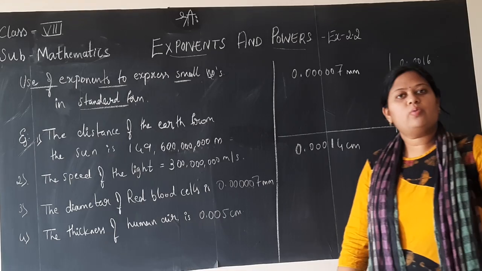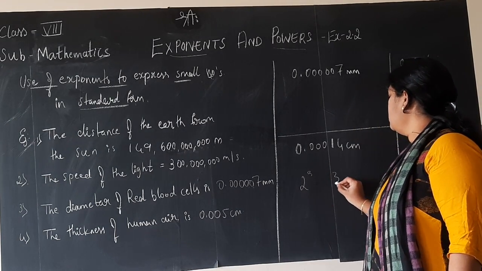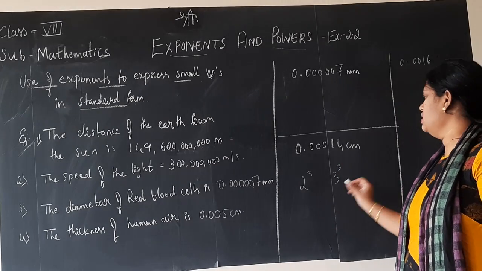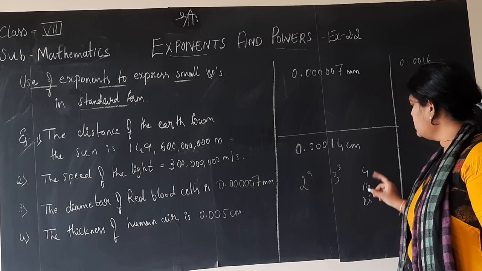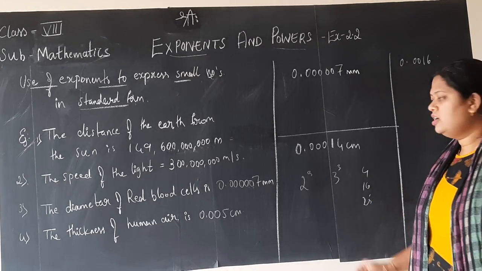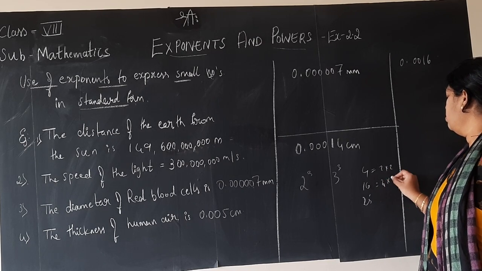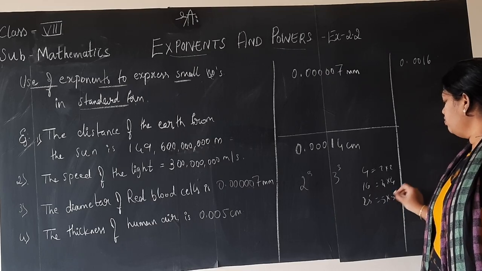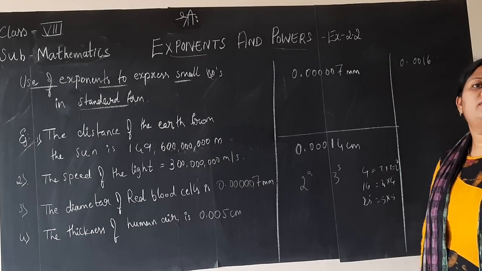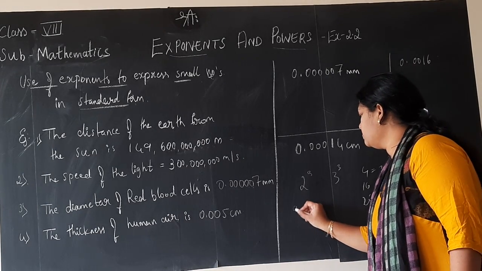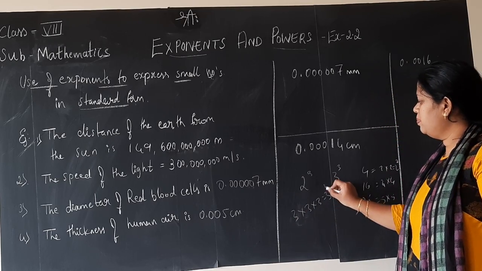You have already learnt about the square numbers and the cube numbers, isn't it? 2 cube, 3 cube. Numbers like 4, 16, 25 are called perfect squares, isn't it? Because we get these on multiplying the same two numbers: 4 into 4, 5 into 5, like that it goes. When you are multiplying 2 times, you express it as 2 square. When you multiply 3 times, you express it as 2 to the power 3.